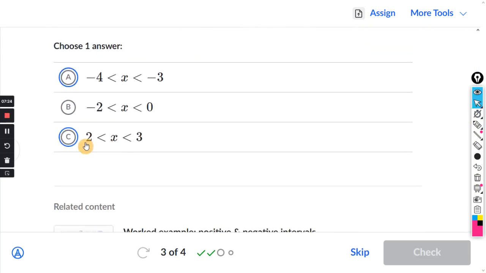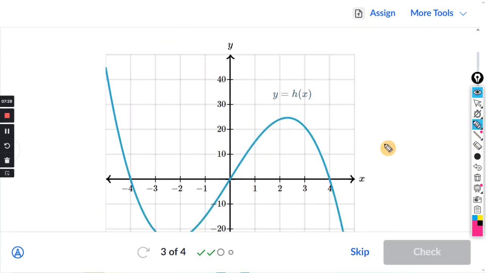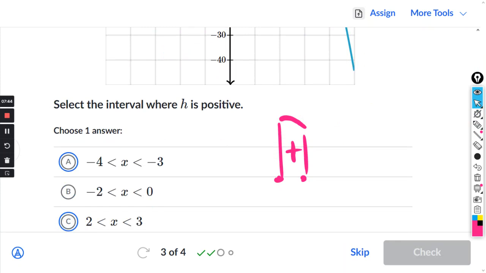Finally, x is between 2 and 3. Here's the x-axis. Between 2 and 3, we can see the graph is all the way up here. So this section is definitely positive. That is above the x-axis. So 2 and 3 is the positive section.